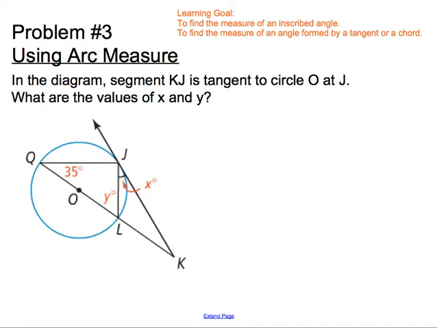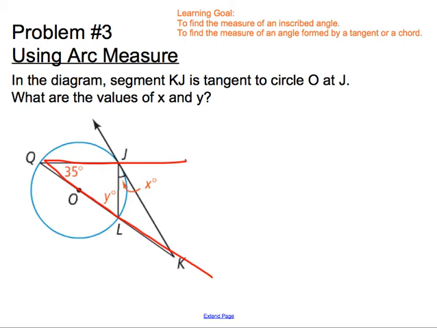So let's take a look at our final example. In the diagram, we have segment KJ, which is tangent to the circle at J, and we're asked to determine the values of both X and Y. Now, one of the things that I'm going to look at is this inscribed angle, since that's one of the only things that I have in this, that 35 degree angle.